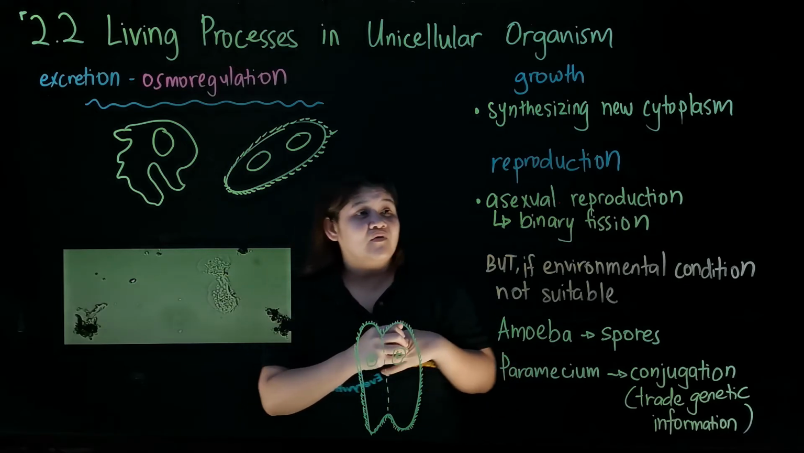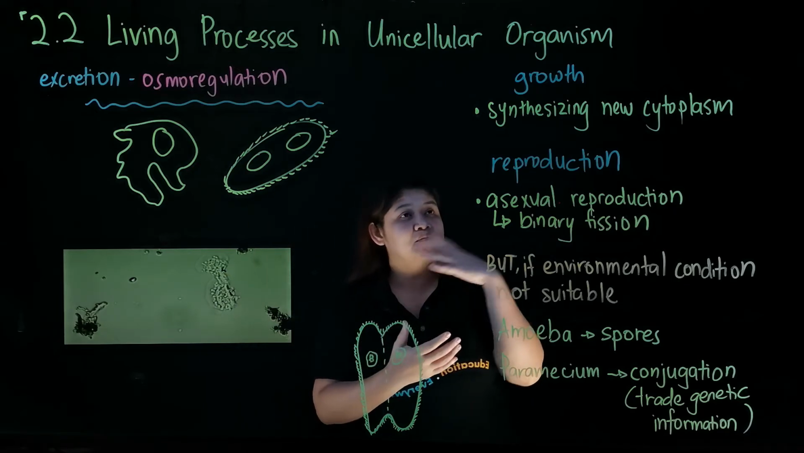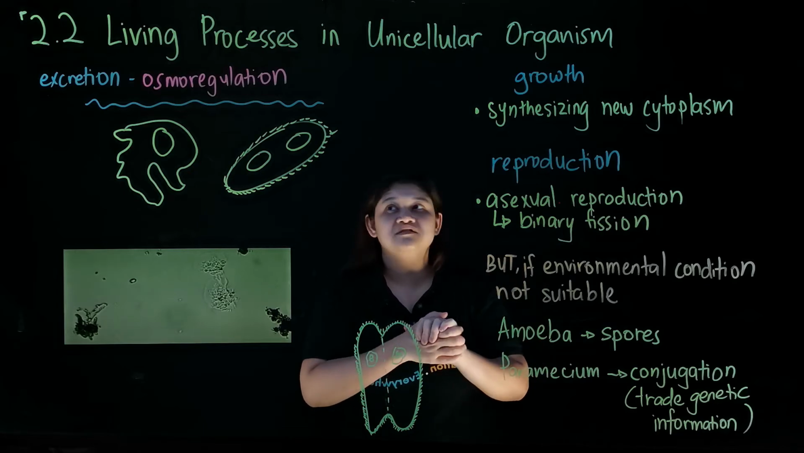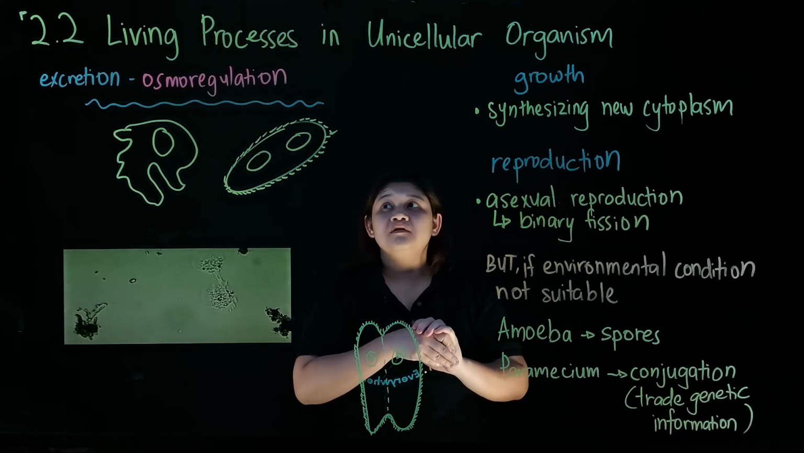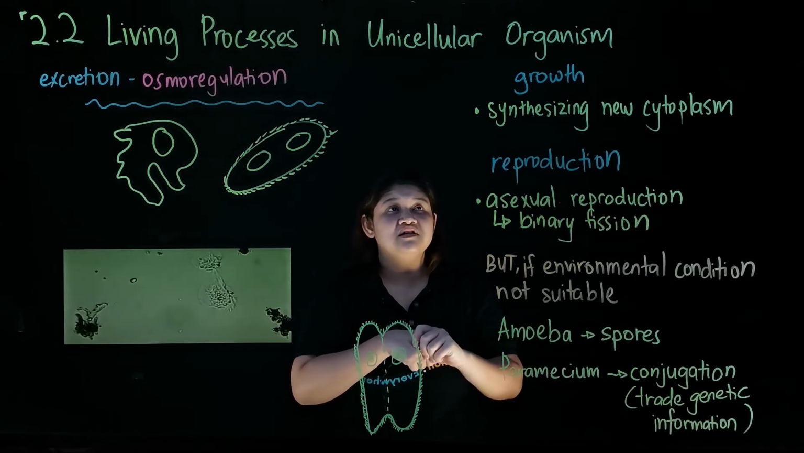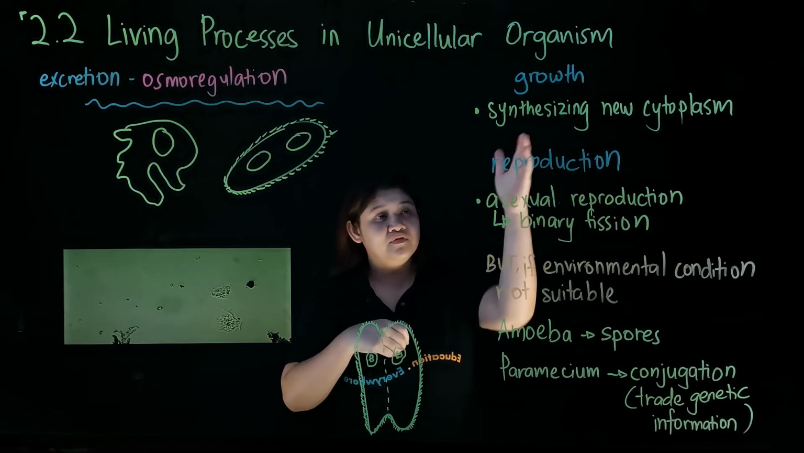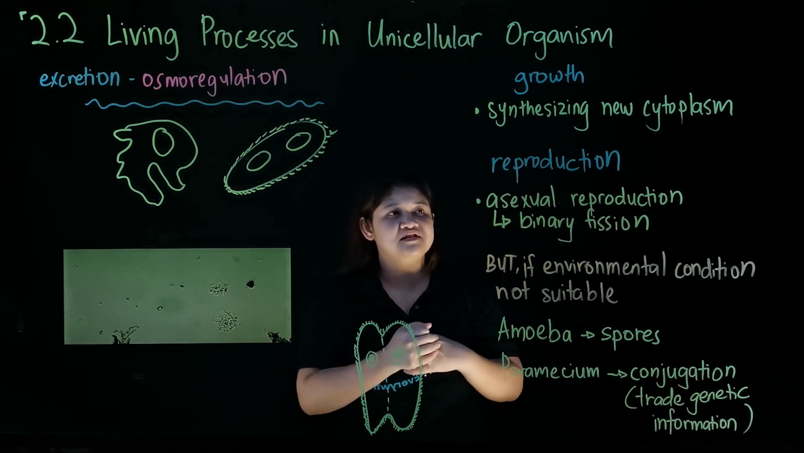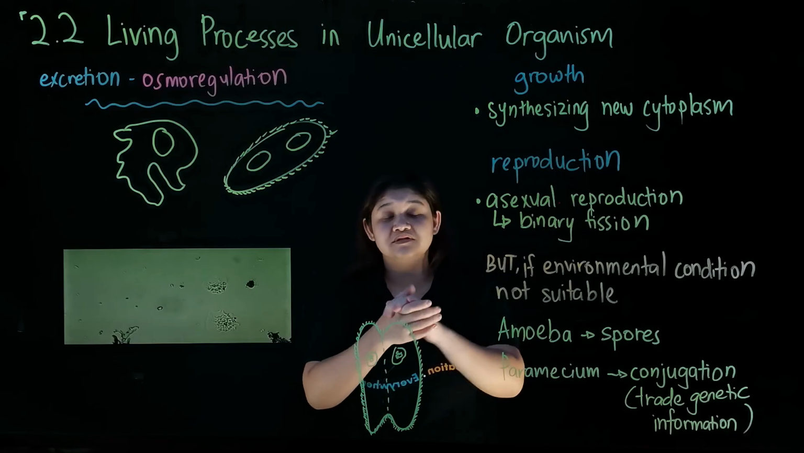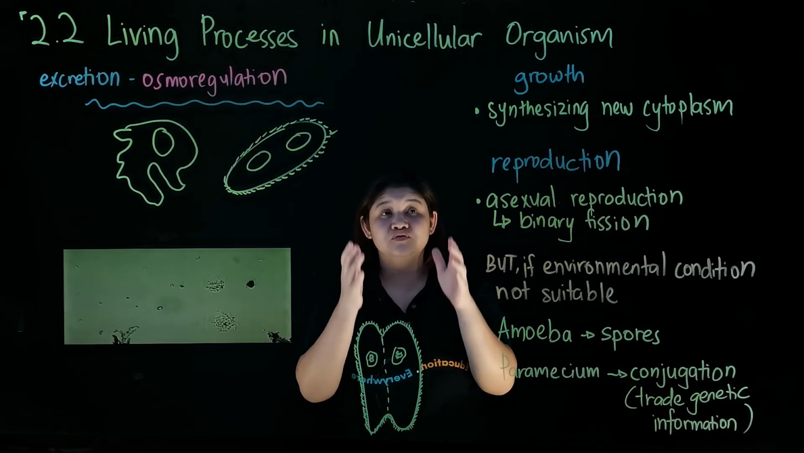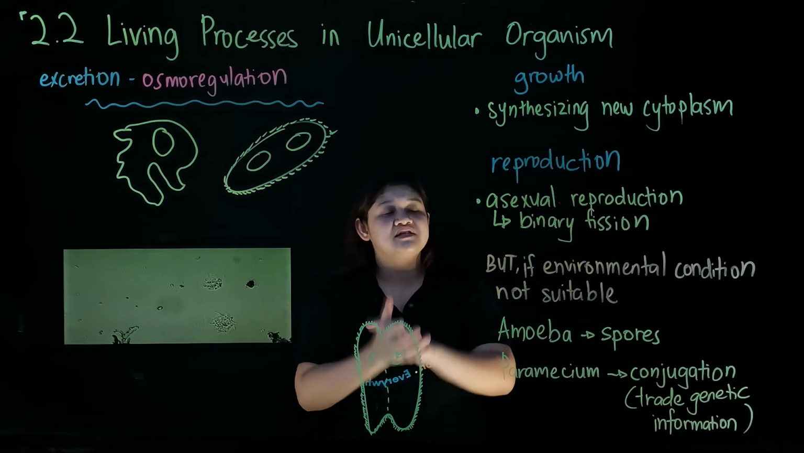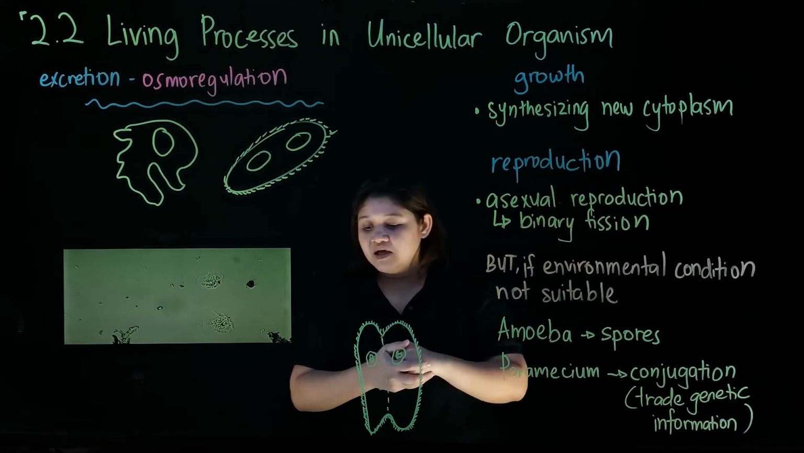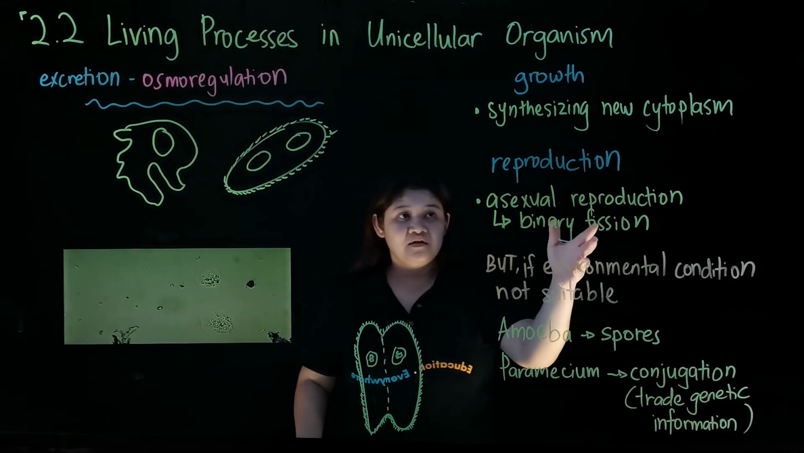Now coming to the last factors of living processes in unicellular organisms, we have growth and reproduction. For growth, how they do it is they synthesize. Synthesize is a word whose simple definition is to make. So they synthesize new cytoplasm, and also there is how they reproduce.